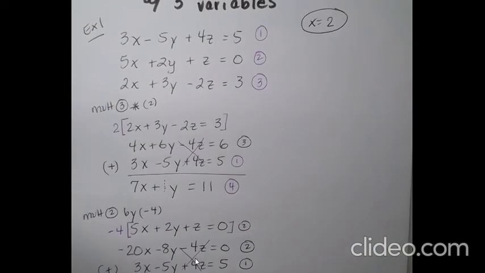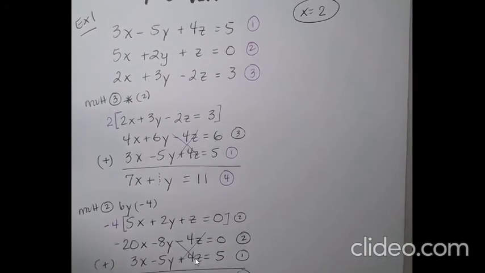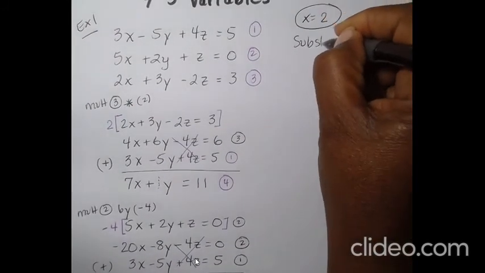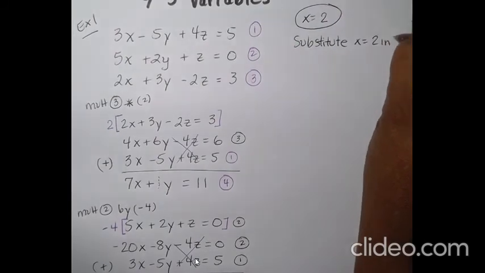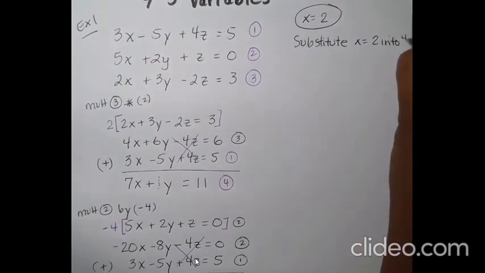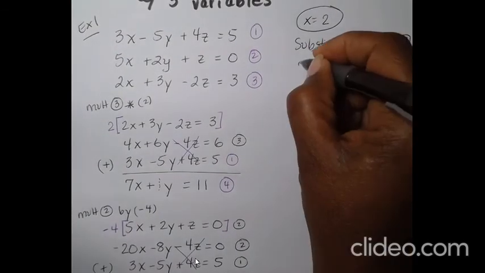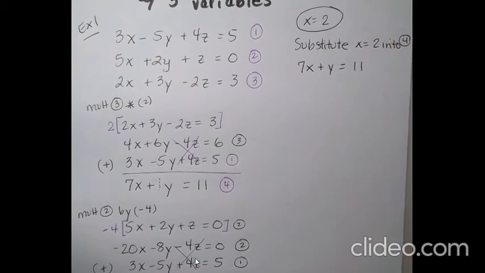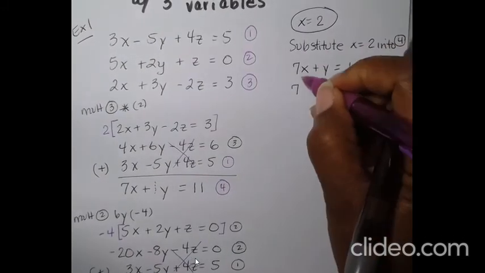From here, though, let's substitute this into equation 4. We have equation 4 there? Yes, it's right here. Let's substitute x equals 2 into equation 4. Well, our equation 4 is 7x plus y equals 11. We're putting 2 in place of our x.